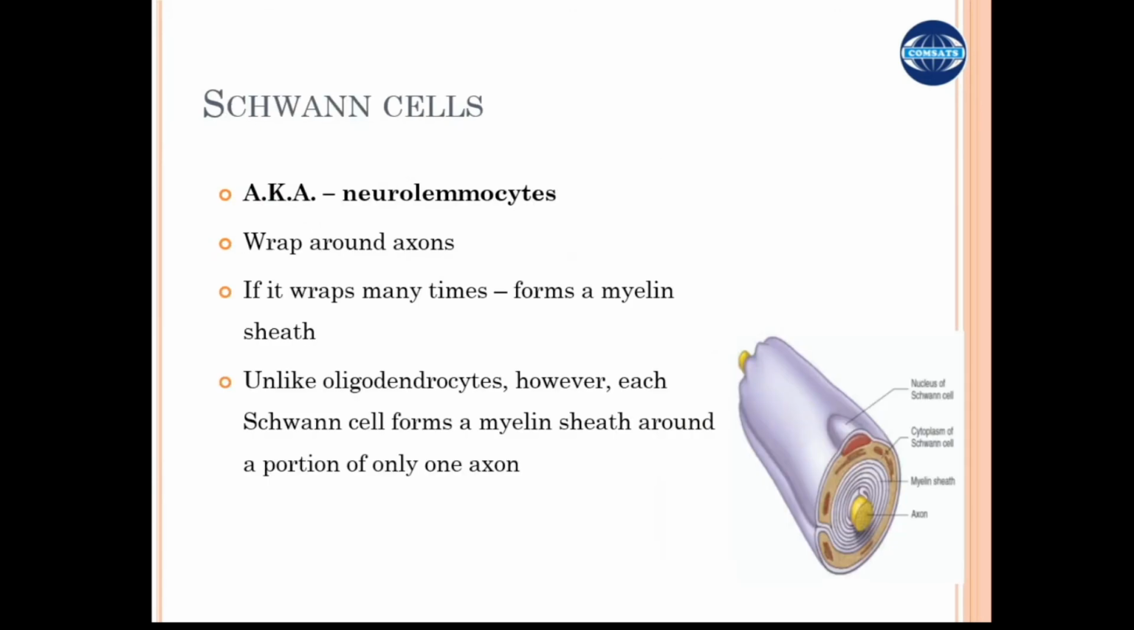And second are the Schwann cells, also known as neurolemmocytes. They wrap around the axons and produce a myelin sheath, similar to that myelin sheath produced within the brain by oligodendrocytes. Right?